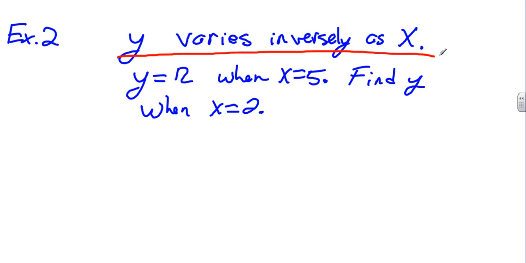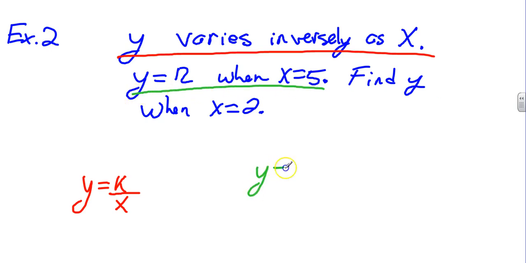All right, and again, taking the first line, take the first sentence out. You've got the y equals, again, the varies, basically that's your equals k part. The next word after it always tells you what to do with the next variable. If it's inverse, that means that x has to go underneath the k value. All right, so if it's inverse, we know that y is equal to k over x.